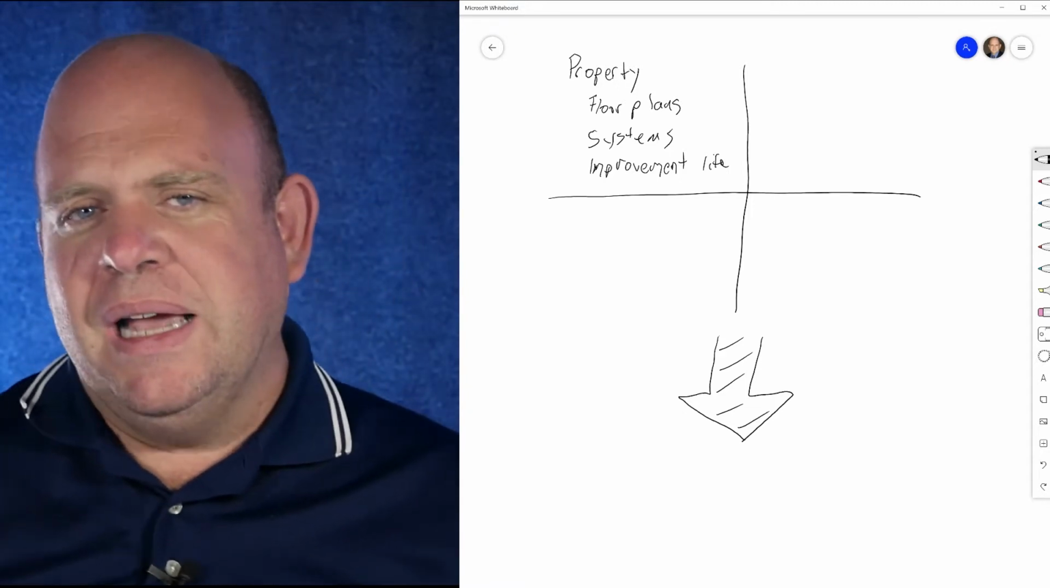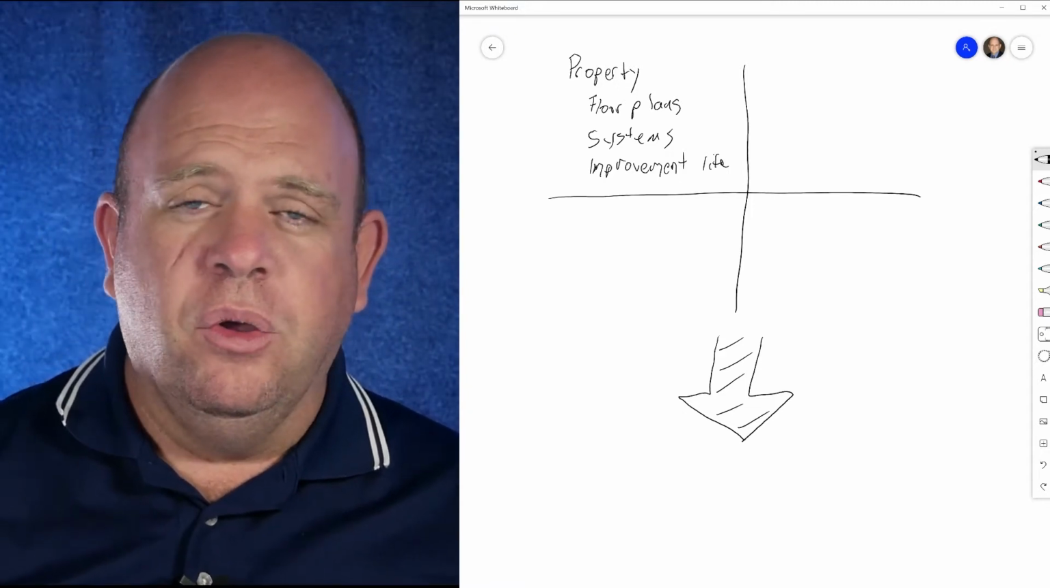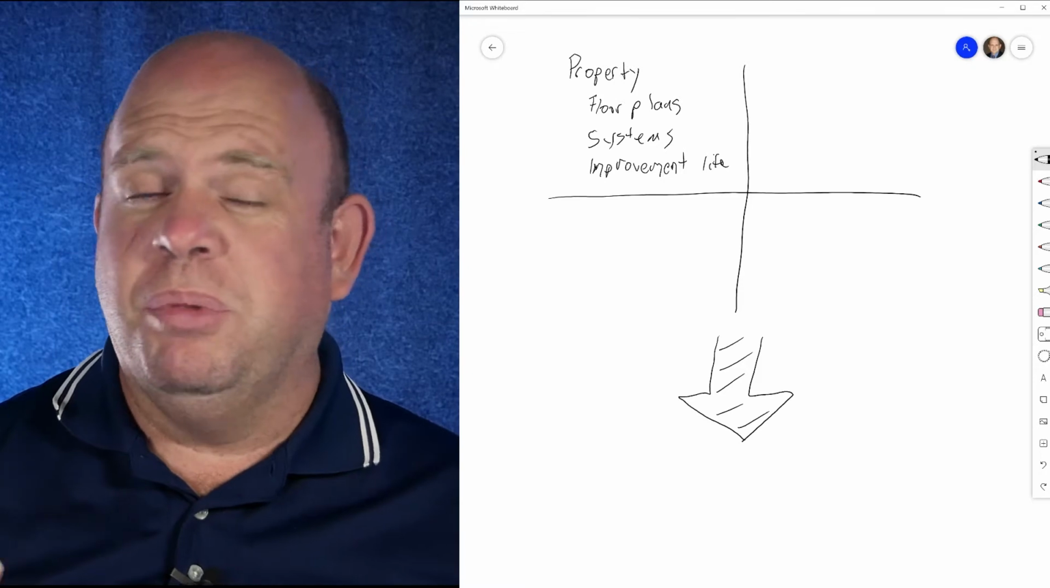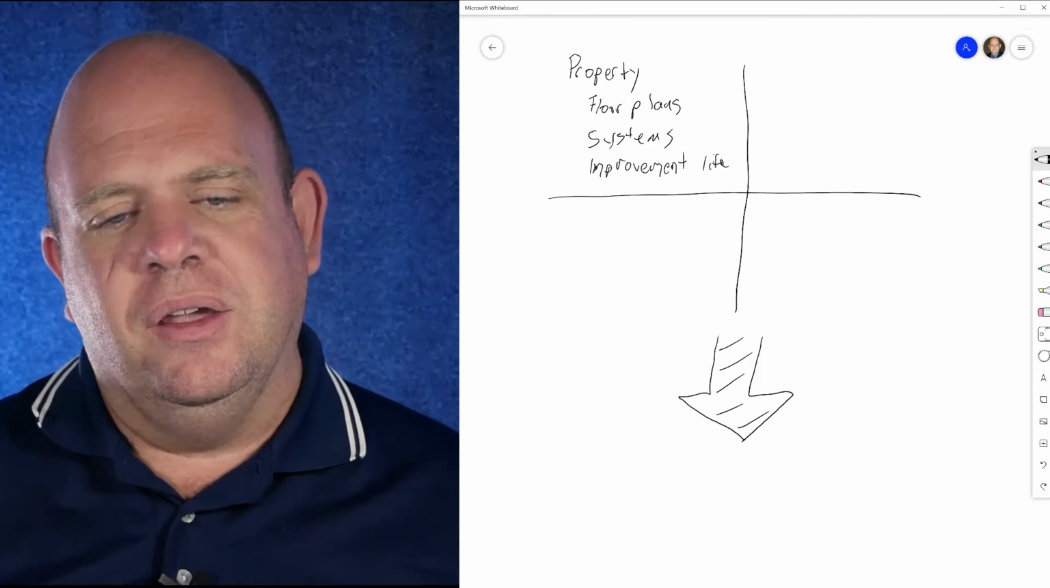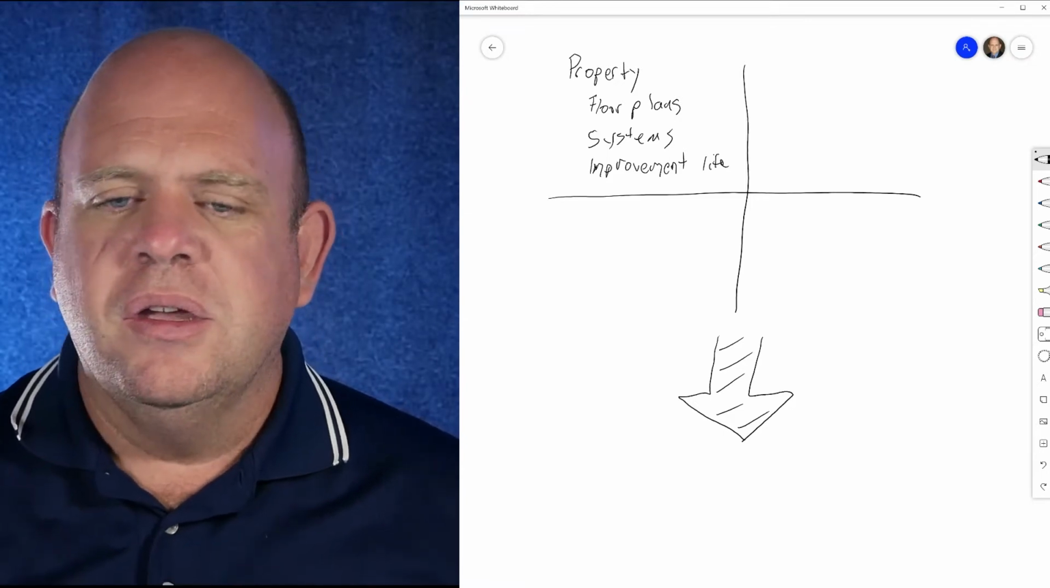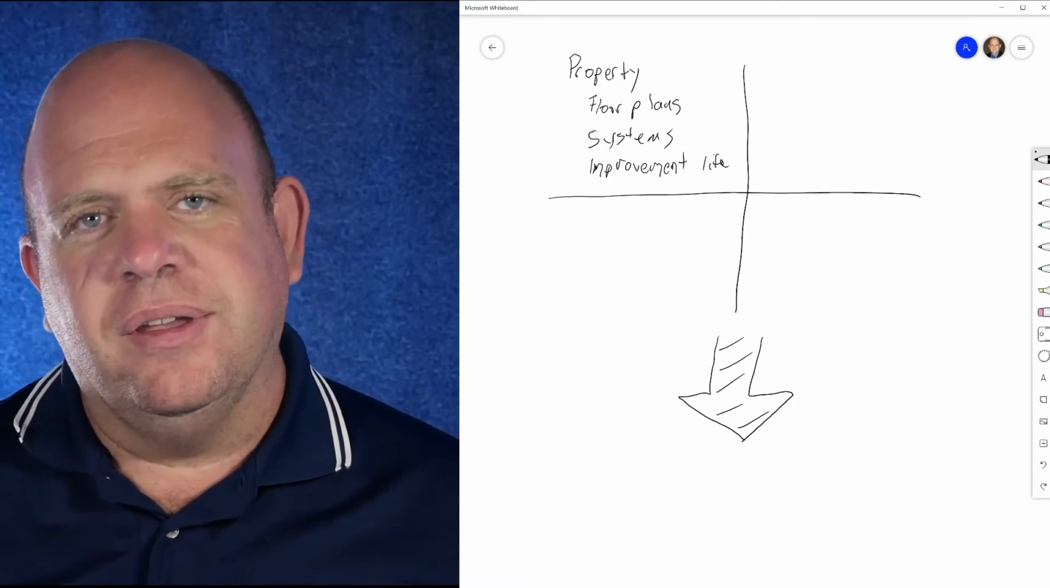What is the plan for the roof? You know, has the roof got 5 years left, or are you planning to really just patch it, or maybe it's time to replace it? What are those things? So, understanding how the property actually sits.